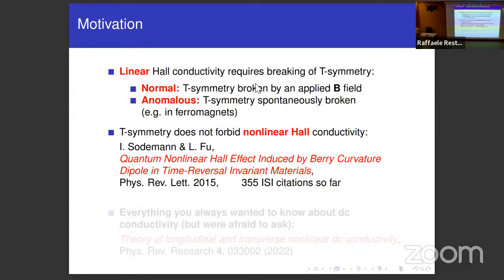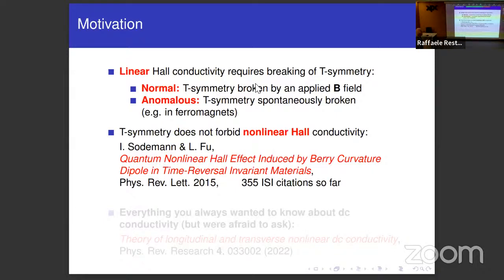Both the normal and the anomalous were discovered about 150 years ago by Hall. So both are Hall effect in this sense, as discovered by Hall. The reason why I entered this field is that I discovered, thanks to Ivo, who pointed it out to me, this paper by Sodemann and Fu, which had a big success. Today it has 355 citations, and there are a lot of papers on nonlinear conductivities of any kind, experimental and theoretical.